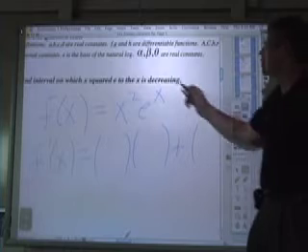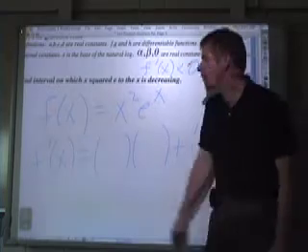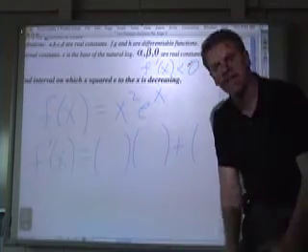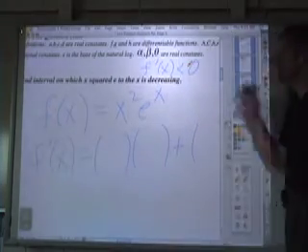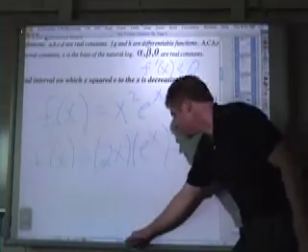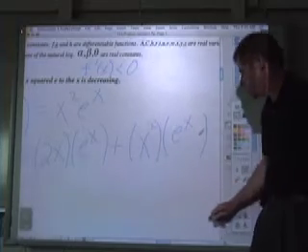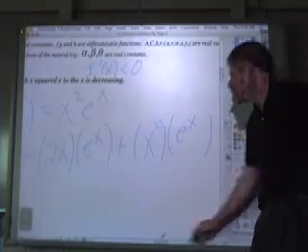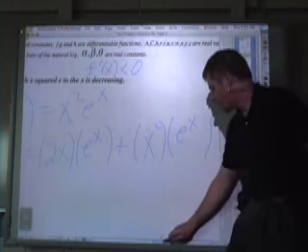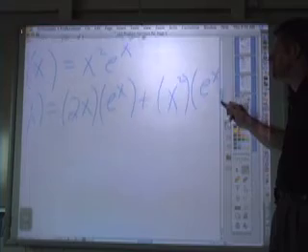Basically, we want to find out when is f prime of x less than 0. For what values of x is the derivative negative? All right, here we go. Product rule. Derivative of the first times the second plus first times the derivative of the second. When is this less than 0? Well, I don't want to talk about that until we factor it. Let's put it in factored form.